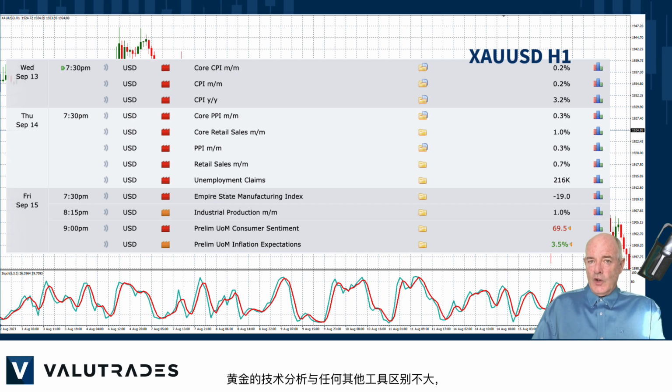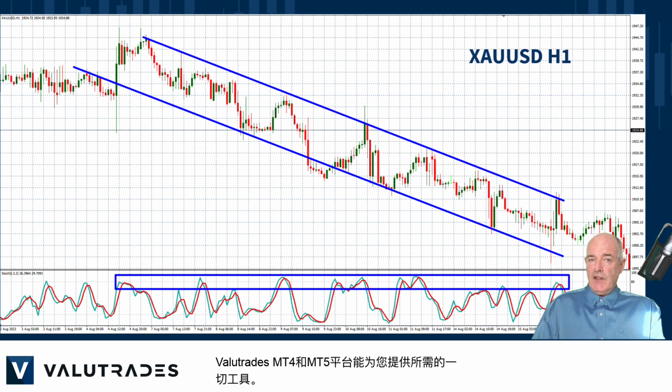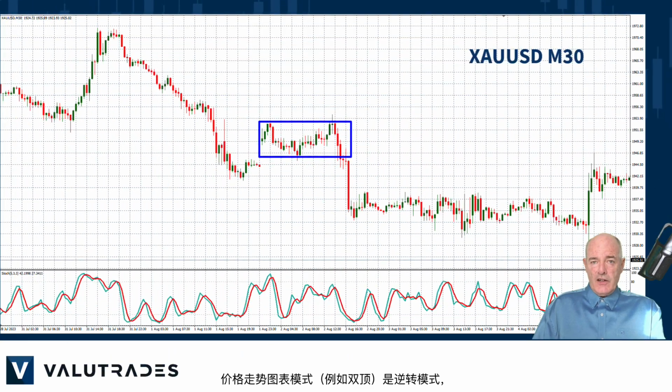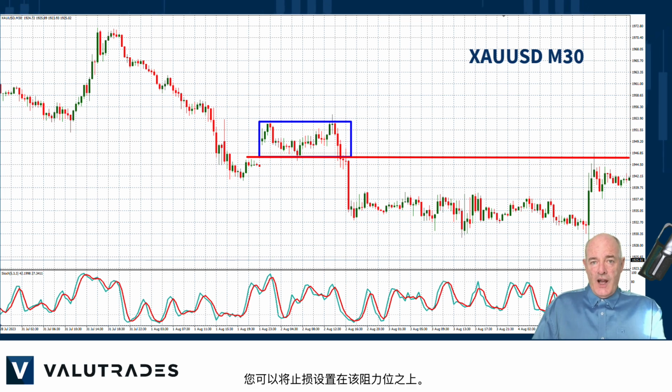Technical analysis on gold is not much different from any other instrument, and the Valutrades MT4 and MT5 platforms give you all the tools you need. Price action chart patterns like double tops, which are reversal patterns, are where we can enter trades when price action breaks this level of support at the neckline. You can place your stop loss above this level of resistance.